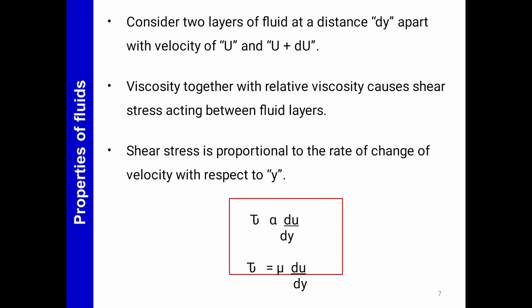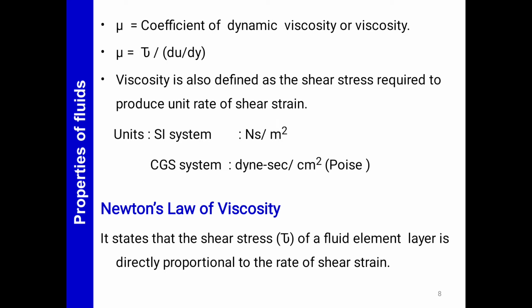Shear stress is proportional to the rate of change of velocity with respect to y. That is, tau is directly proportional to du by dy. So, in order to remove the proportionality, we include tau is equal to mu into du by dy. Here, mu is the coefficient of dynamic viscosity. Viscosity is also defined as the shear stress required to produce unit rate of shear strain. So, the unit of viscosity is Newton second per meter square.